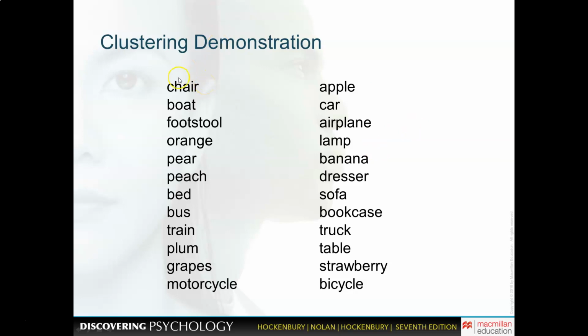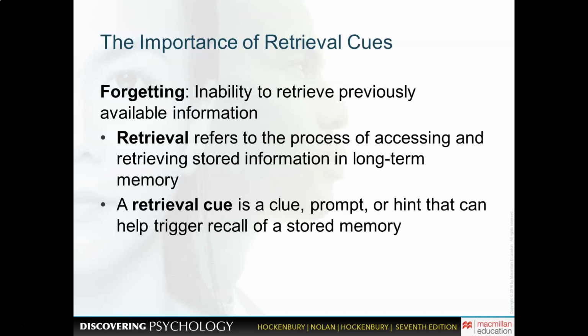Take, for instance, we look at this and we go, okay, well, there are types of furniture like chair, footstool, bed, lamp, sofa. Then we can cluster those and work on memorizing each category. We say, okay, there are this many items available in the category of furniture, et cetera. So I hope that helps. I hope that makes sense.